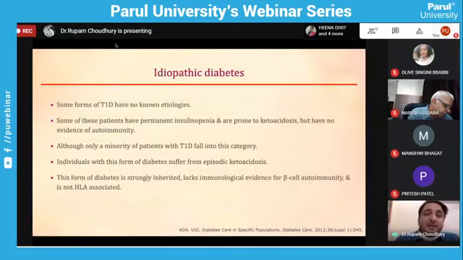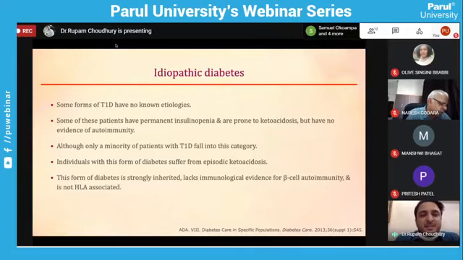Now, talking about idiopathic diabetes. When we use the word idiopathic in medical science, it essentially means that we don't know the cause of the entire disease or condition. So some forms of type 1 diabetes have no known etiology. Those are called idiopathic.